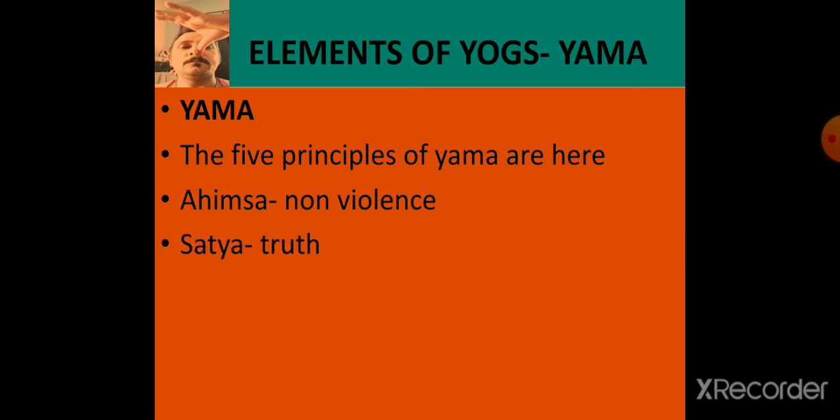Second is satya. It is truth. We are very well familiar with the word satya, truth. These words are taken from the Sanskrit origin, because yoga, as we have discussed, is from Sanskrit origin. So that's why these terms are used from Sanskrit. Ahimsa, non-violence, satya, truth.